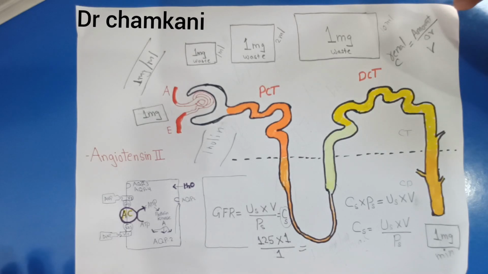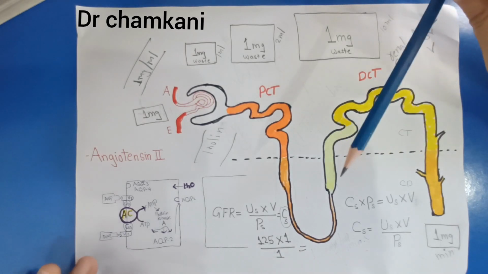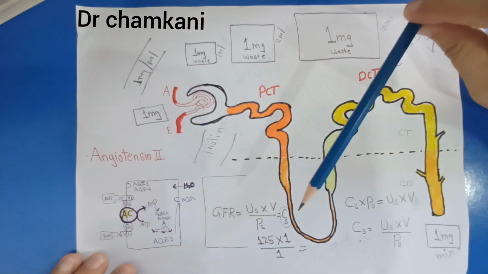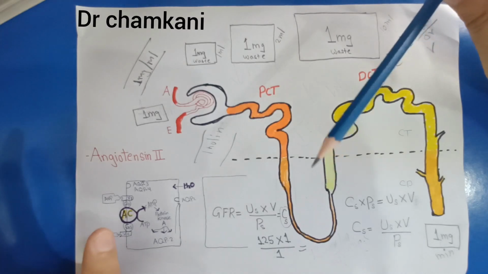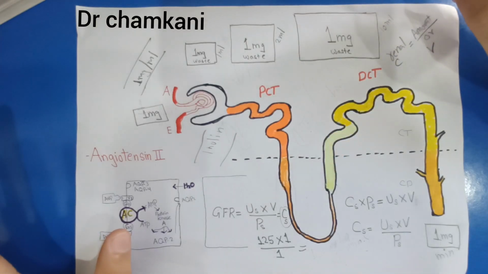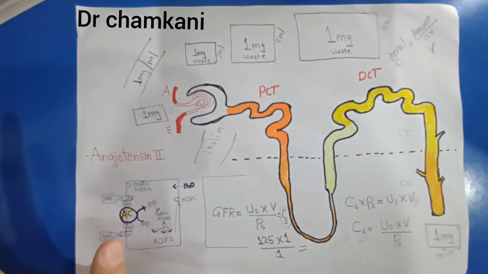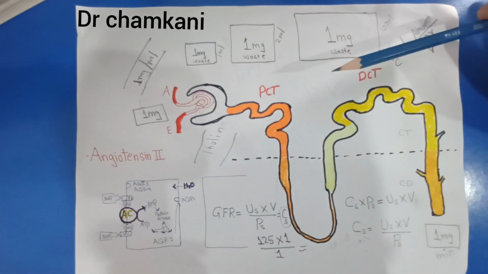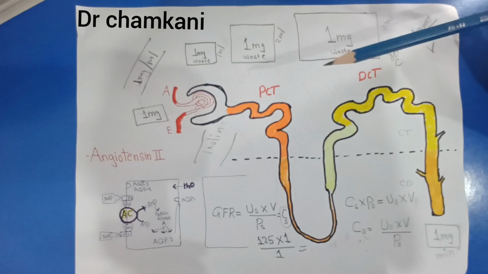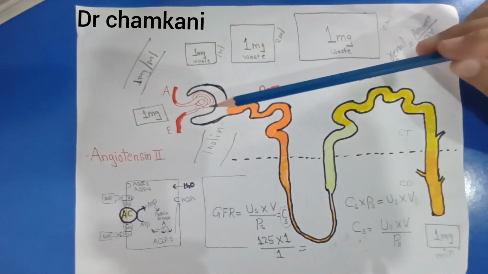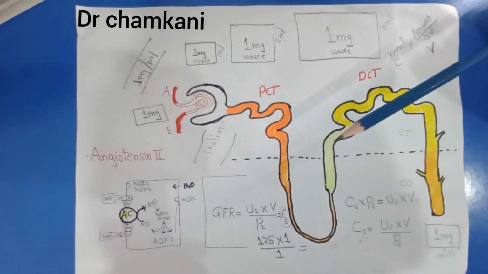Now let's take an example. We will calculate the clearance of inulin. As we discussed initially, we are trying to understand renal clearance so that we can measure different renal functions like glomerular filtration, tubular reabsorption, and tubular secretion.